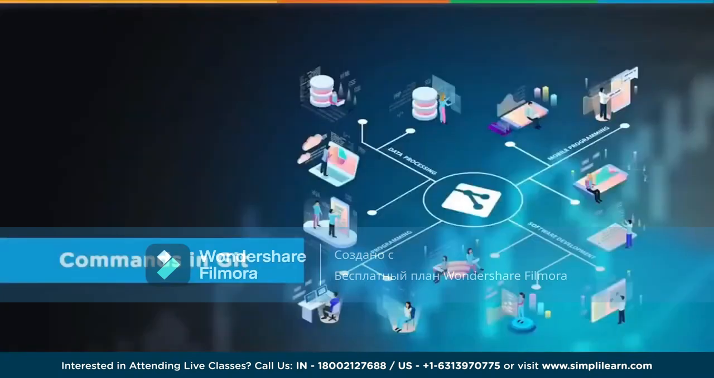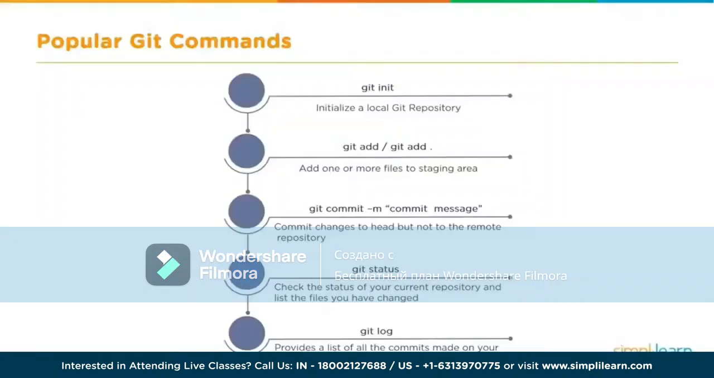So let's step through some of the commands that we have in Git. git init initializes a local Git repository on your hard drive. git add adds one or more files to your staging area. git commit -m "commit message" commits changes to head. So the Git command commits changes to your local staging area.